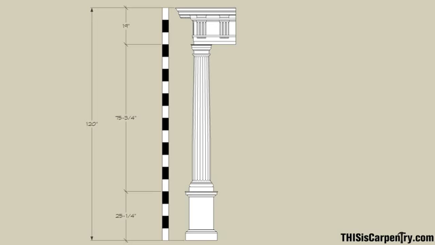Once you have the dimensions established for the principal members, you can then find the diameter of the column. In this Doric example, the diameter would be 9.5 inches. 75 3/4 inch column height divided by 8 equals 9.5 inches.